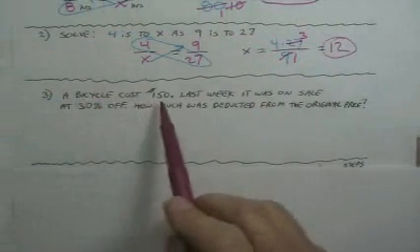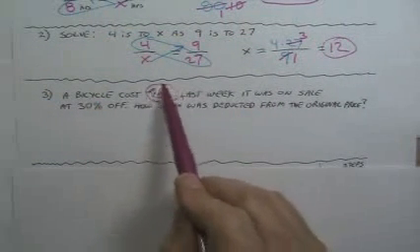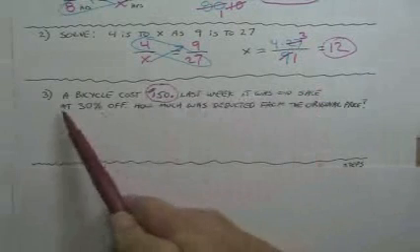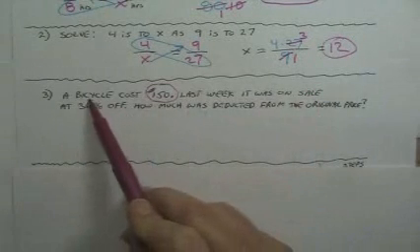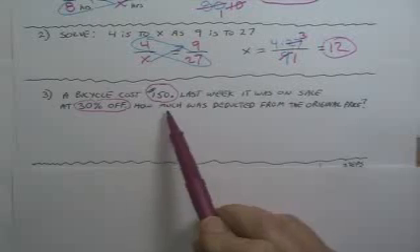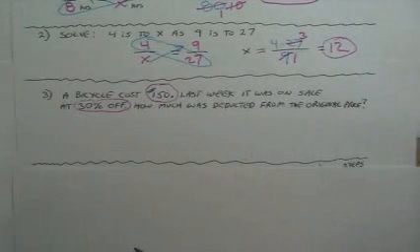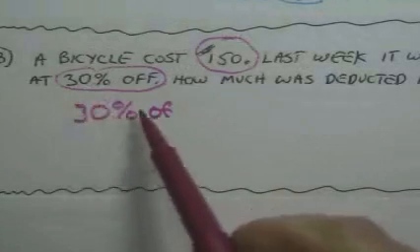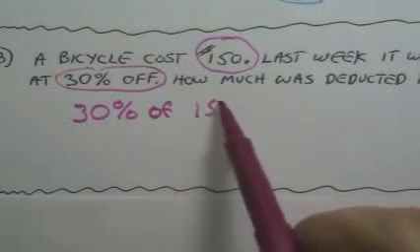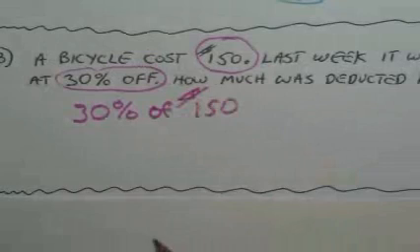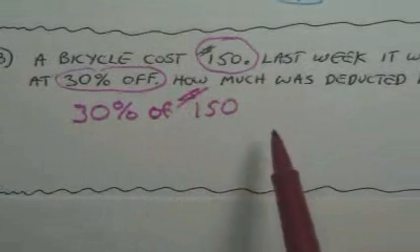Number 3, a bicycle costs $150. Remember that. Last week it was on sale at 30% off. How much was deducted from the original price? So we're basically trying to find 30% of $150. That's what we want to find. That's how much was deducted.